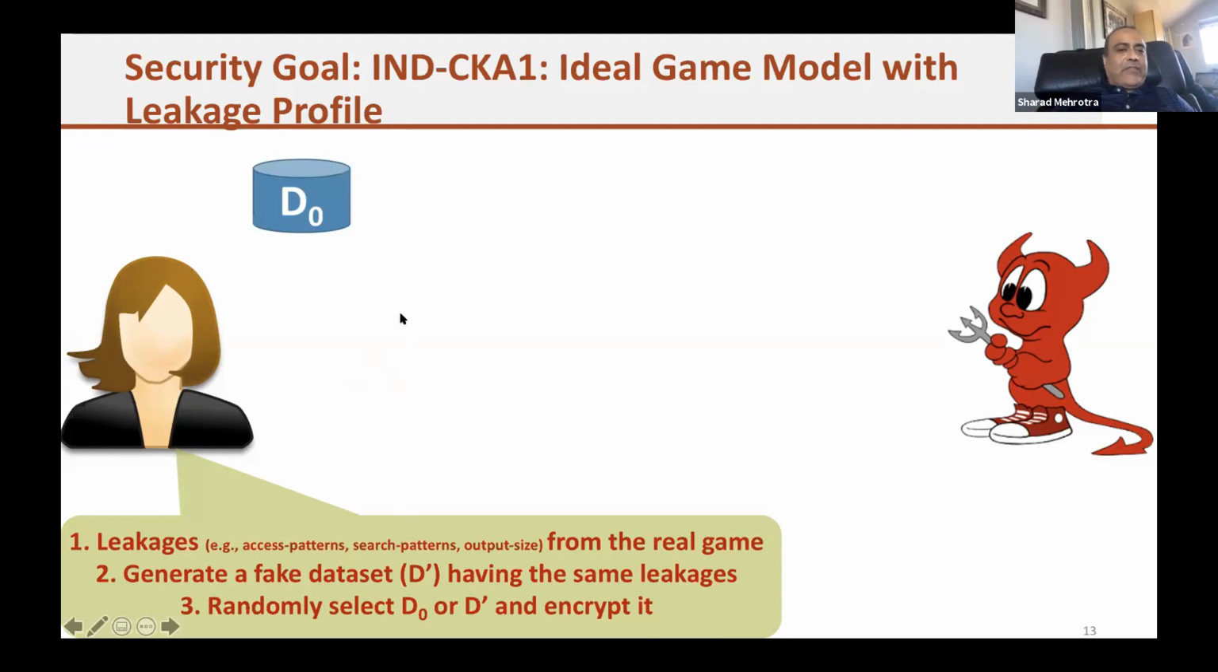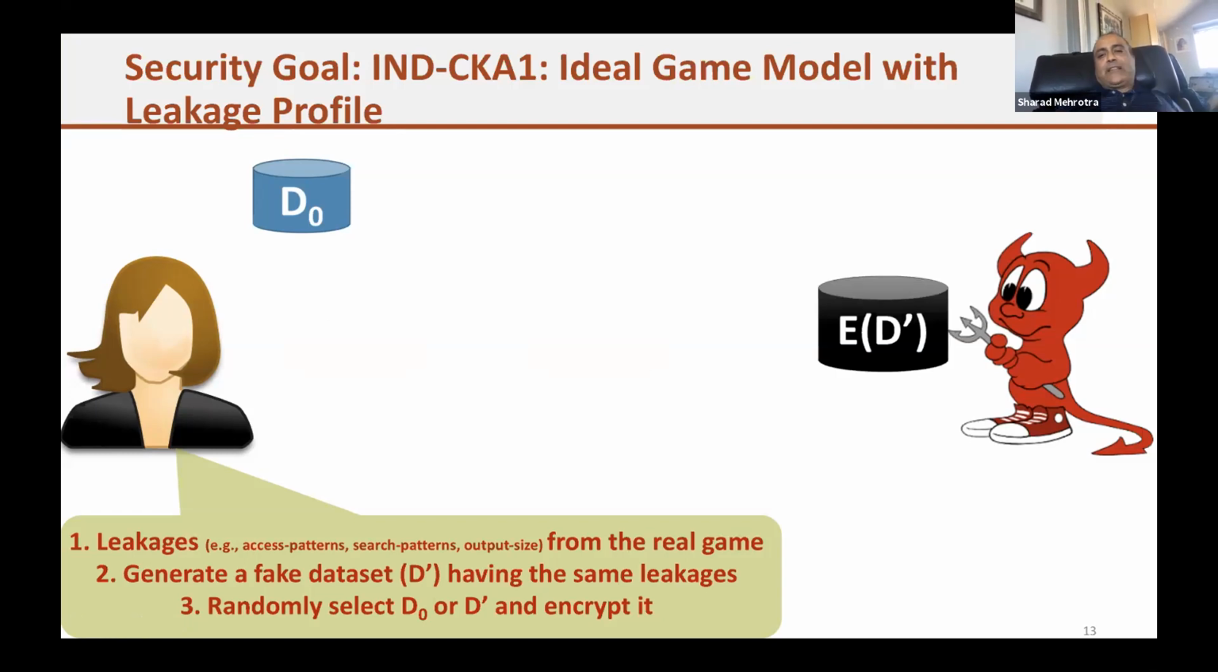And now let's say this data is D dash, so you have D0 and D dash. The user, or the owner, randomly selects one of these two, either D0 or D dash, and sends back the encrypted representation of D dash to the adversary. So D dash is either D0 or some other database created which has a similar leakage pattern as that of D0.